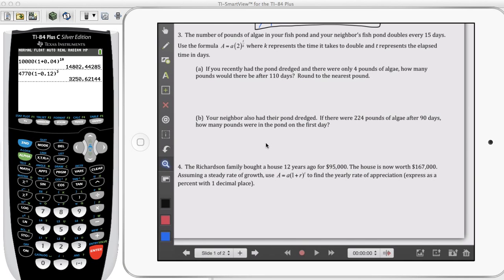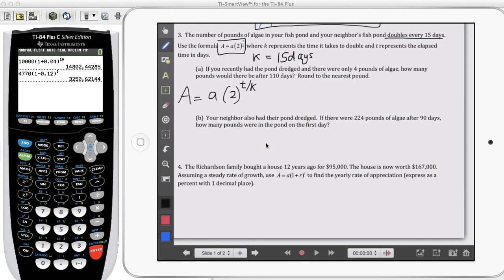In number 3, I found out that there's something that's doubling every 15 days. So that's going to be my k, which is my doubling time, and which is equal to 15 days. Now they did tell me they were generous and gave me my equation: capital A equals the initial amount, 2 because of doubling, to the power t, the time, over k, which is the doubling time.